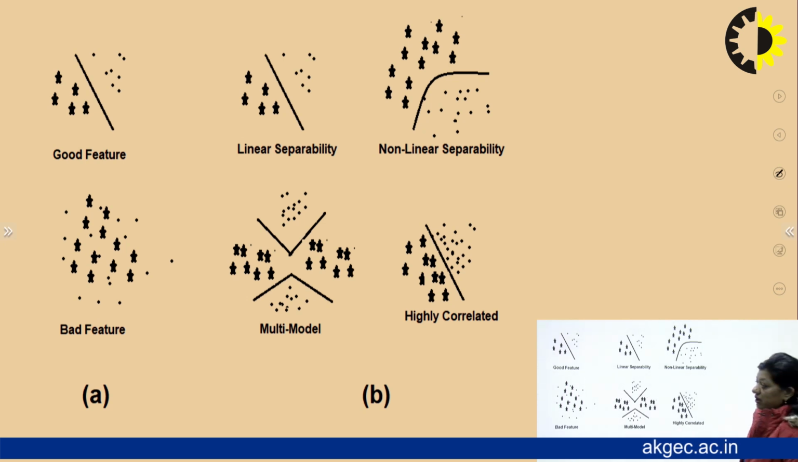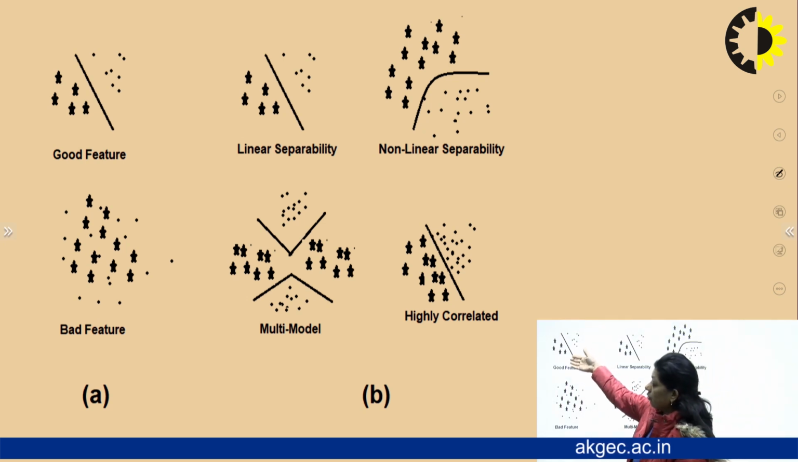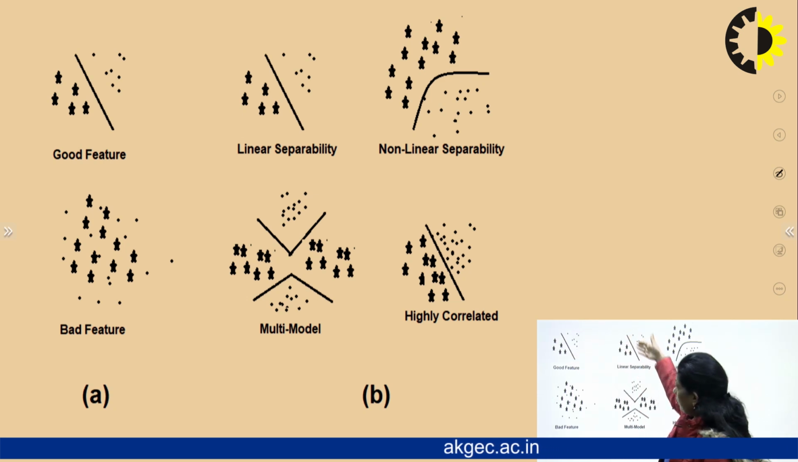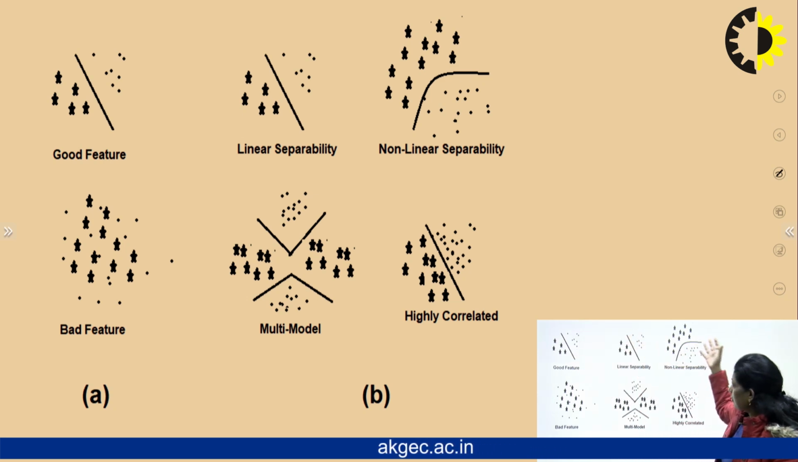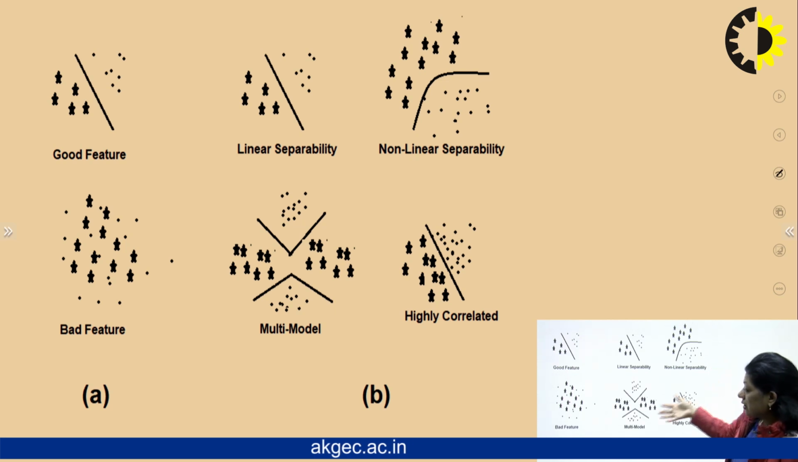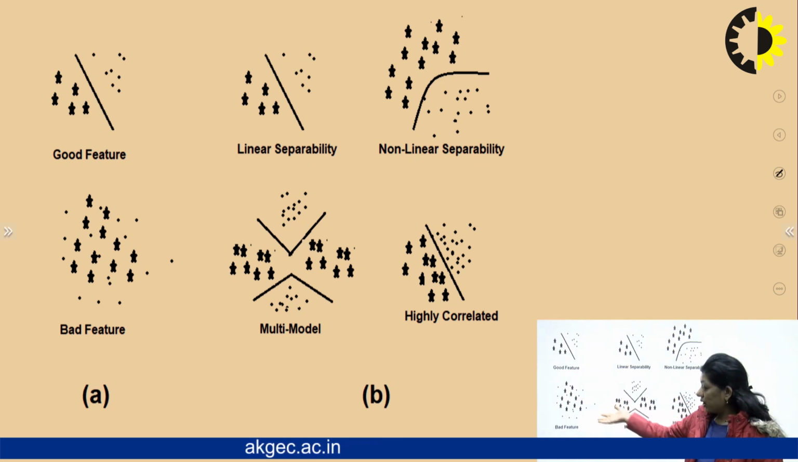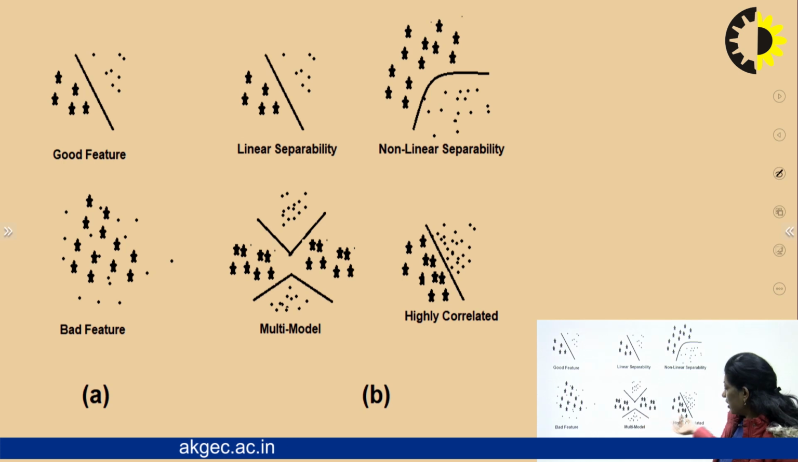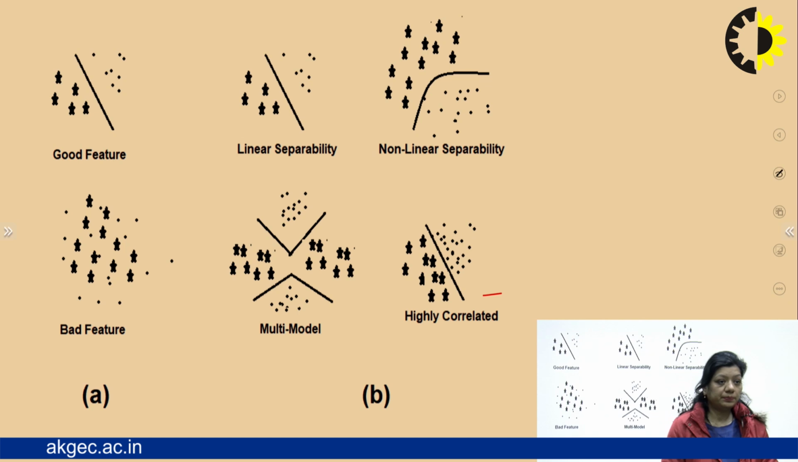We have a good feature, through which we get a distinctive way of separation through linear separability. This is known as low linear separability. This is a bad feature, a combination of good and bad. This is the multimodal feature, and this is the highly correlated pattern recognition system.